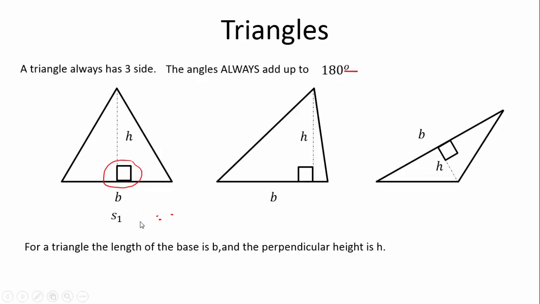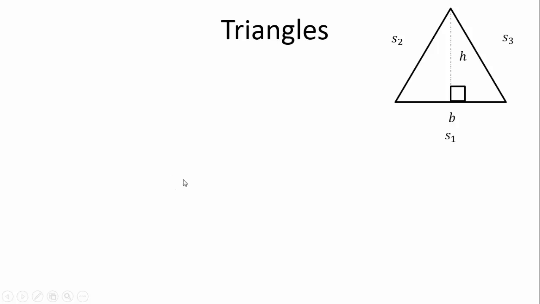So we have S1, which is one of our sides. We have S2, which is another one of our sides, and S3, which is a third side. And we can also call these the sides of the triangles. And all triangles will have that. It doesn't matter the order. So we have our triangle.